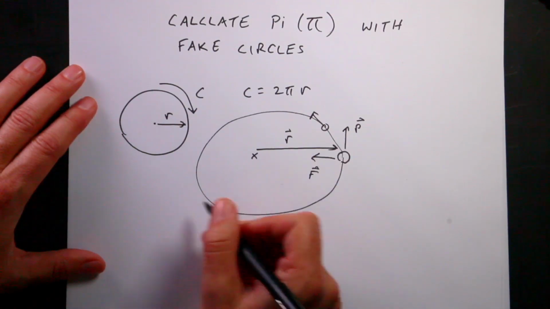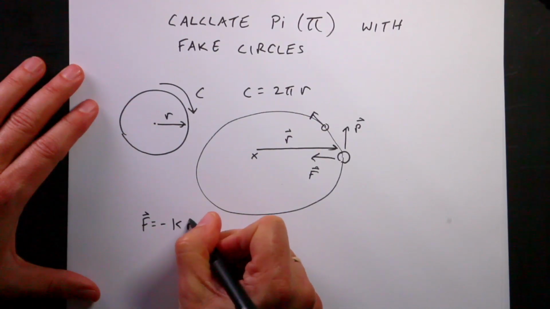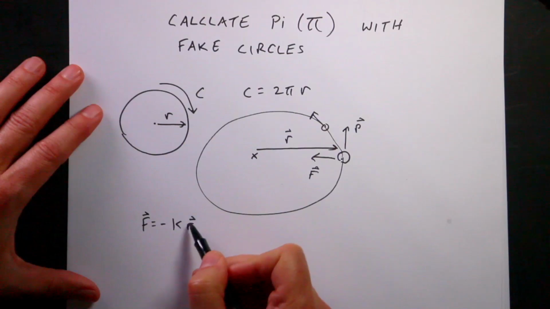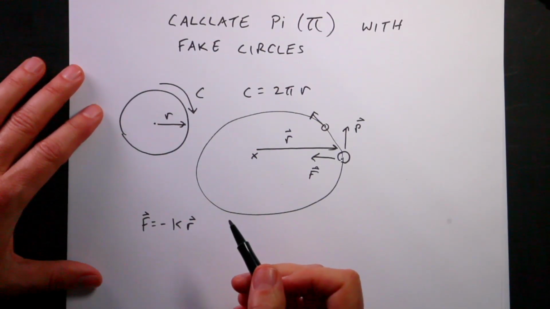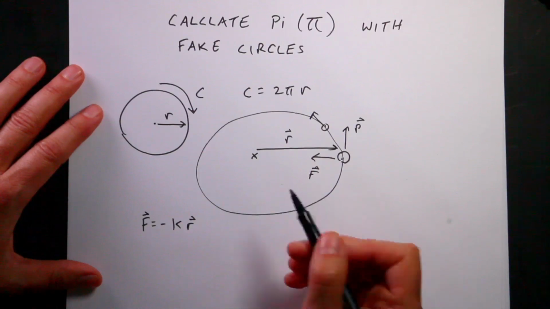I'm going to say F equals negative kR. So R is the vector from the center location to my point, and k is just some constant. I can just pick a value. It's like a spring, this is like a spring of zero distance.